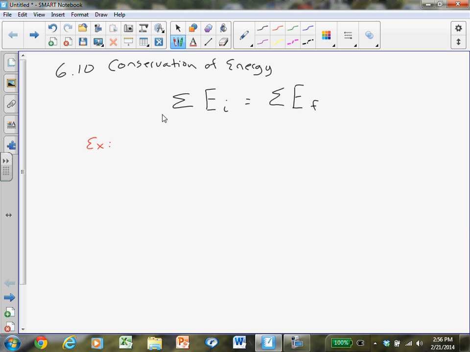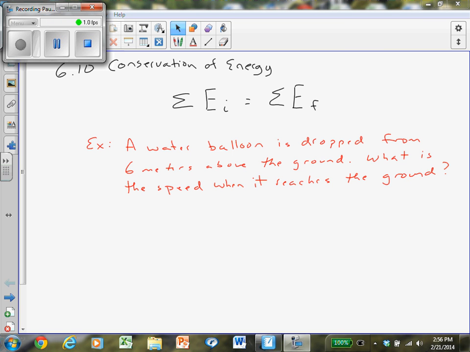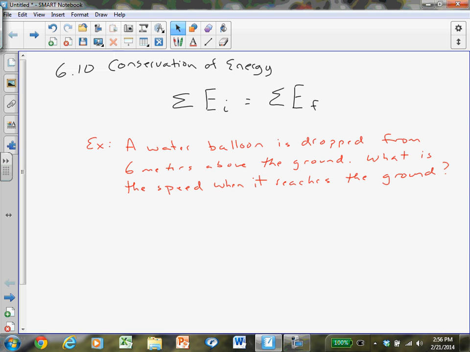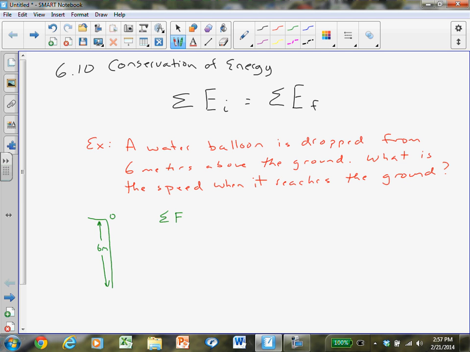So an example. A water balloon is dropped from 6 meters above the ground. What is the speed when it reaches the ground? So the sum of the energies initially equals the sum of the energies finally. And so for this case, we have all potential initial and all kinetic final. Okay? And the formula for potential is mg delta h, and the kinetic energy is 1/2 mv squared.